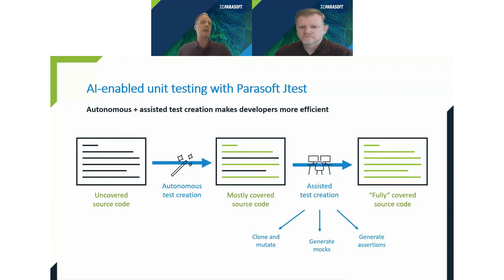There's a lot of different helper functions that will help the developers be more efficient as they either enhance the tests that Jtest generates to get higher levels of coverage. They might need to add in some additional tests with some specialized logic, but this assistance technology will help them do that more efficiently. And in the end, with this combination of autonomous plus assistance, teams can reach the coverage goals that they have for the application.